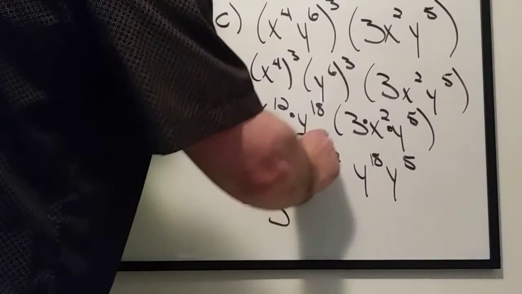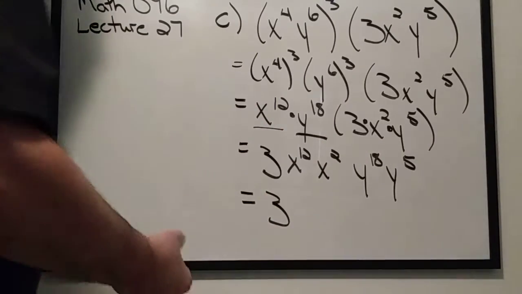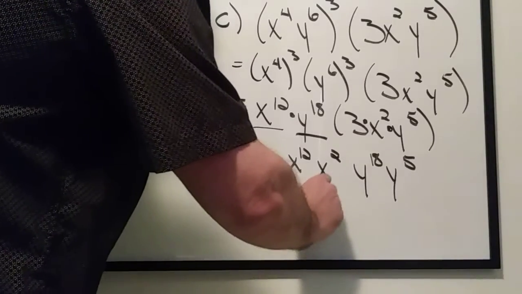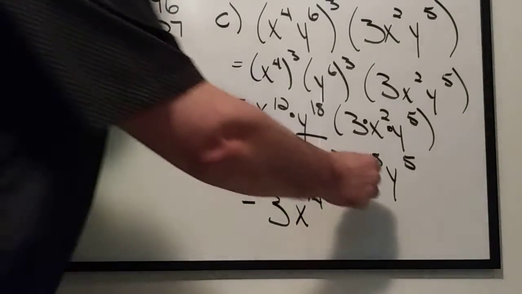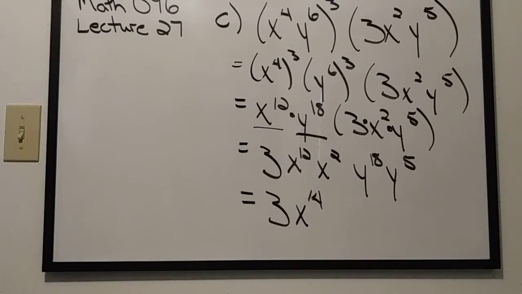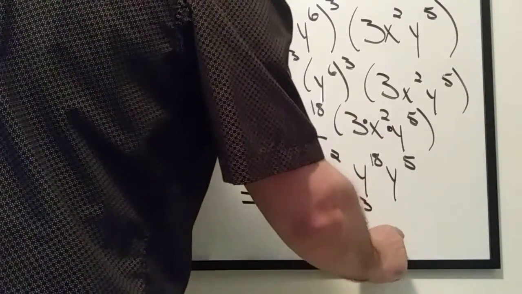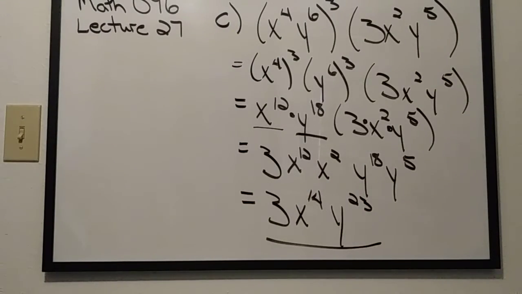So x to the 12th times x to the second, that's an example of the product rule. X to a power times x to a power, I add the exponents. So 12 plus 2 is going to be 14. So we have x to the 14th. And then similarly, we have y to a power times y to a power. That's an example of the product rule again. I'm going to add those exponents. 18 plus 5 is going to be 23. So there's our final answer for this problem: 3x to the 14th, y to the 23rd.